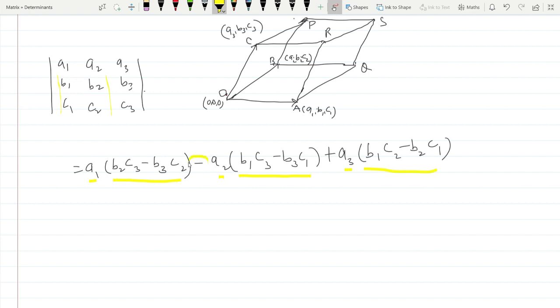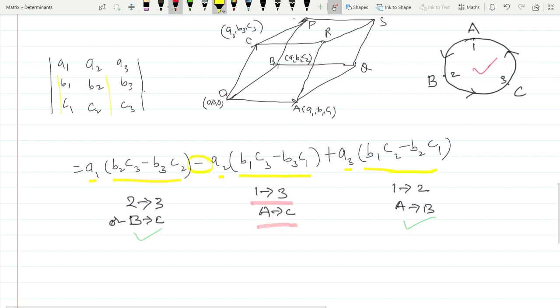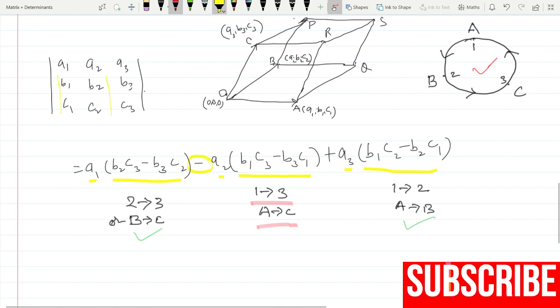Now comes the turn of this negative sign. This sign is negative because we have taken the points in clockwise direction. If you take the points in anti-clockwise direction, the area will always be positive. So to make this negative area positive, we have taken one more negative here. Eventually, this is the expansion of a determinant of order 3.